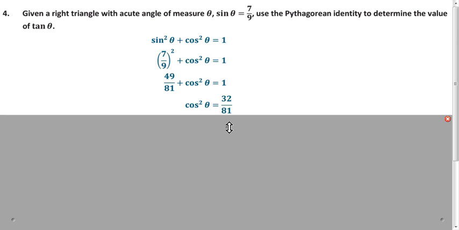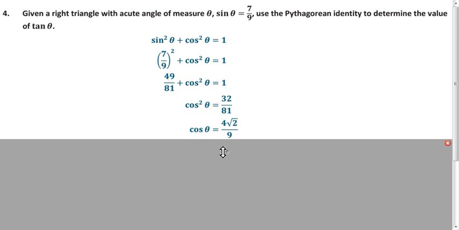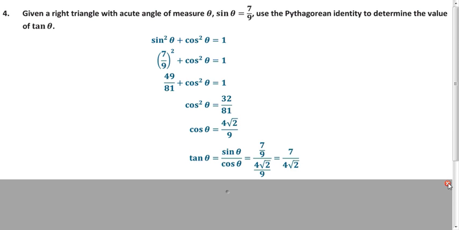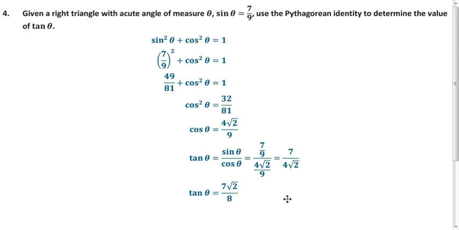take the square root here, and we know square root of 32 is the same as 4 times square root of 2. Square root of 81 is 9. And now to find tangent, that's just sine divided by cosine. And we end up with 7 times the square root of 2 over 8. Right, we actually simplified this expression earlier in the lesson.